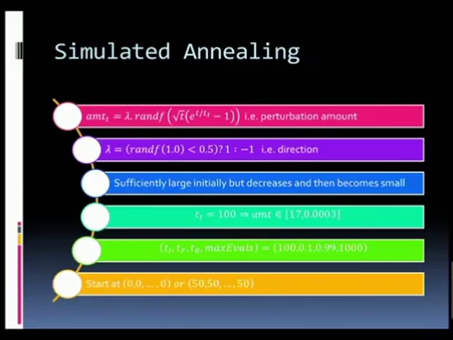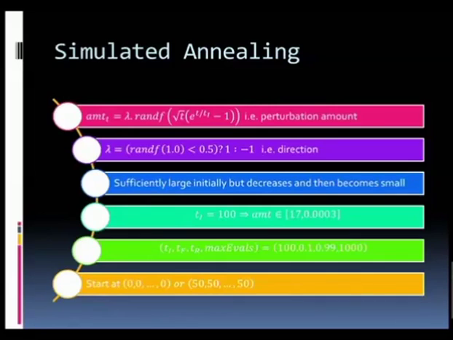So I didn't do anything particularly special with the algorithm or the algorithm's parameters. I started with a temperature of 100, dropped down to 0.1, and the temperature reduction factor is 0.99. But I did run a lot of iterations within each step of simulated annealing, so I did 1,000.